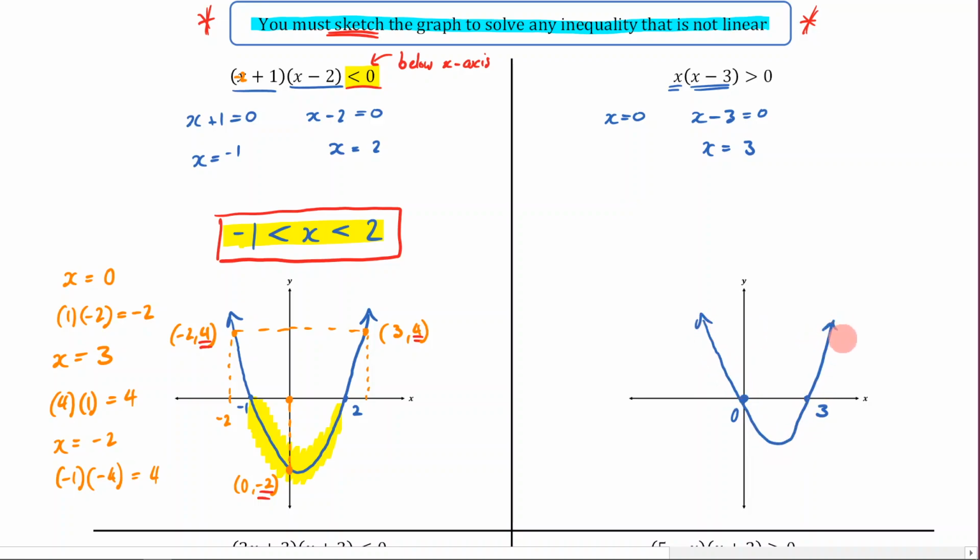The quality of your sketch can be an ugly graph, as long as you've got the concavity correct. So that means if it's going up or down, we'll talk more about that later. And as long as you've got the x-intercepts correct, that's all that matters here. Now this one is a little bit different to the last example because now we're greater than 0. If it's greater than 0, that means it wants everything above the x-axis. So can you please shade in everything above the x-axis?